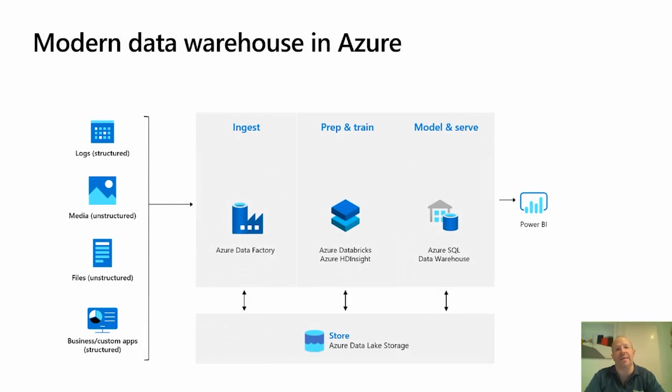So in Azure, you can build a modern data warehouse using a few of the building blocks that we have in Azure today. So you can, for example, use Azure Data Factory to do your data ingestion into the data lake. You can use Azure Data Lake Storage as the store where you place that data. You then can use Azure Databricks if you want to use Spark, or Azure HD Insight if you want to use the Hadoop ecosystem to prep and train the data and basically then move it into an Azure SQL data warehouse to do your model and serving and visualize it through your reporting such as Power BI.